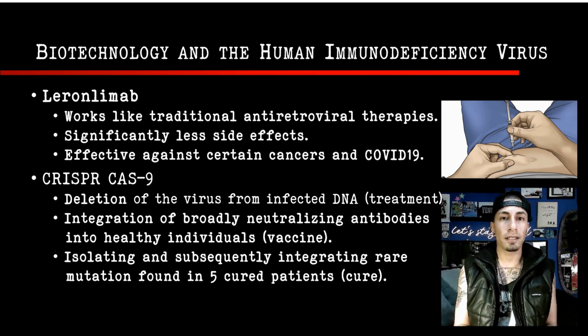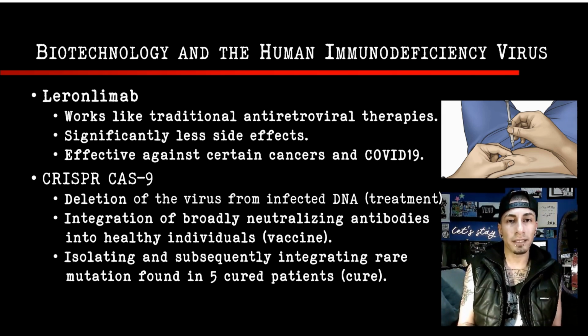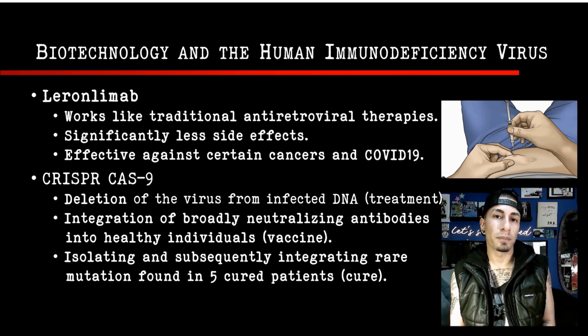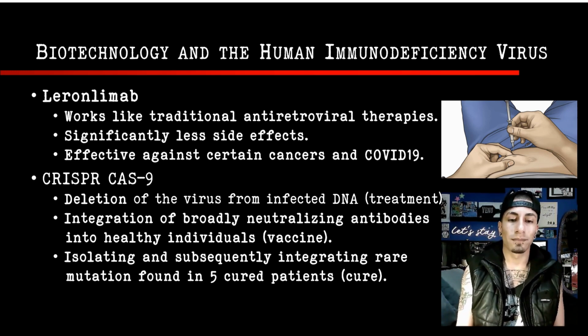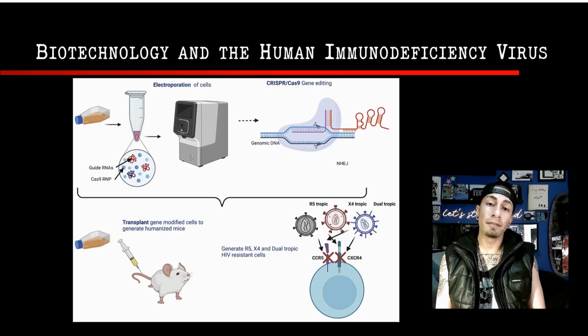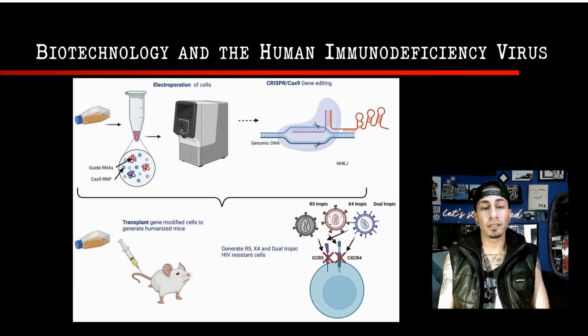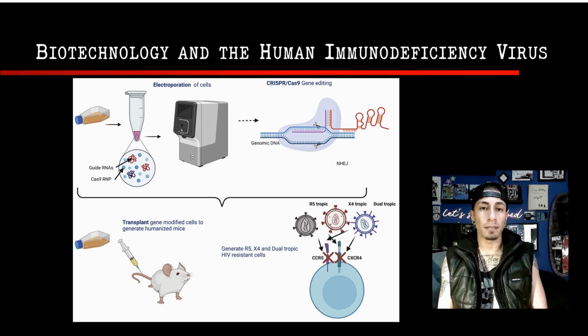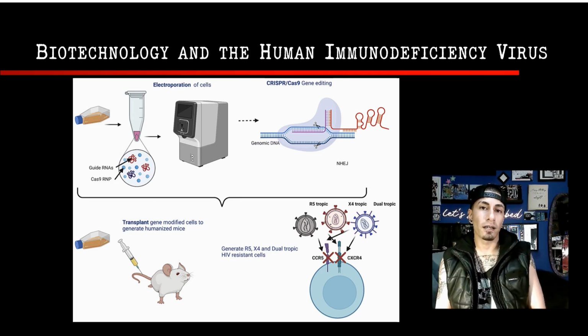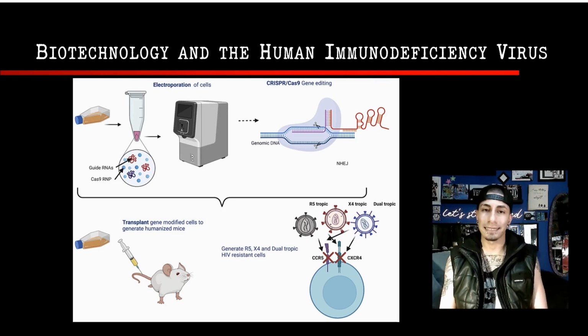Another way that bioengineering and biotechnology are helping in the fight against HIV is with the integration of broadly neutralizing antibodies, and this would go on to be a vaccine. The image below illustrates how CRISPR-Cas9 can be used to block the receptor and co-receptors in a CD4 cell of a lab rodent.